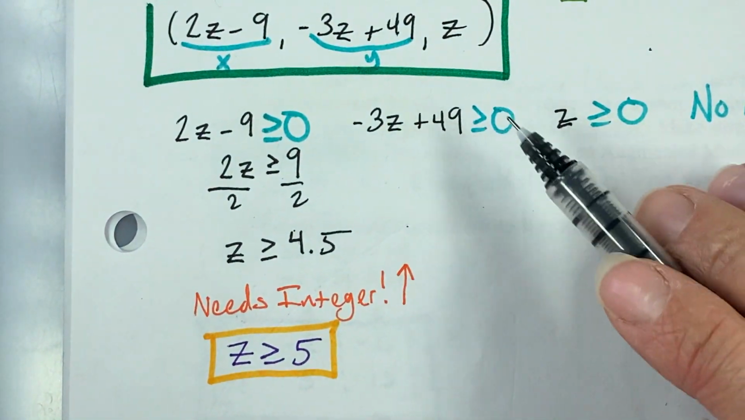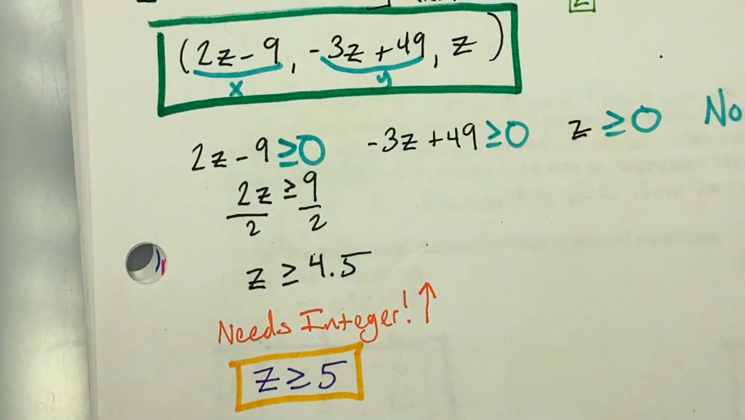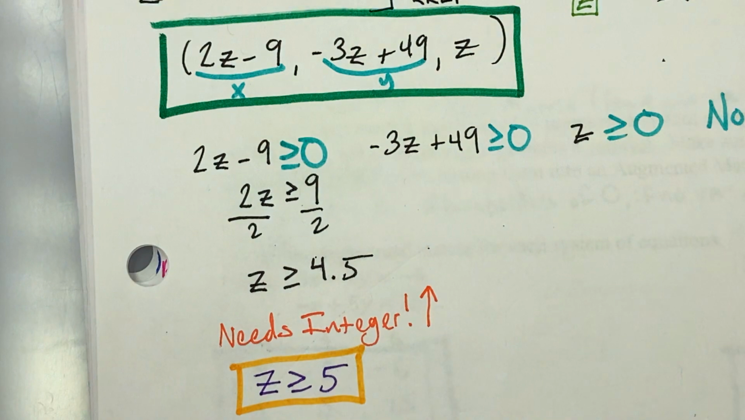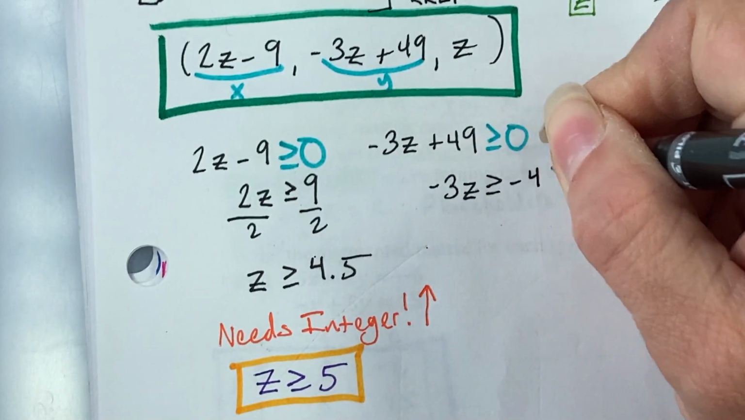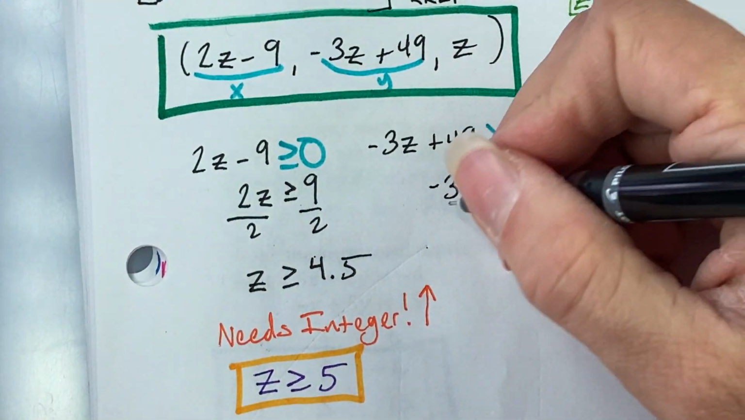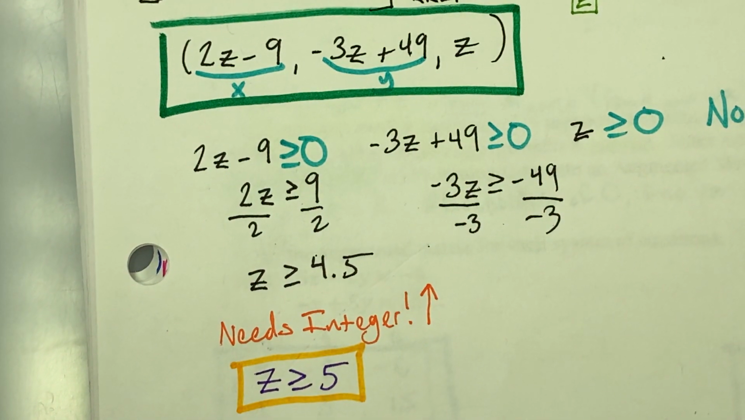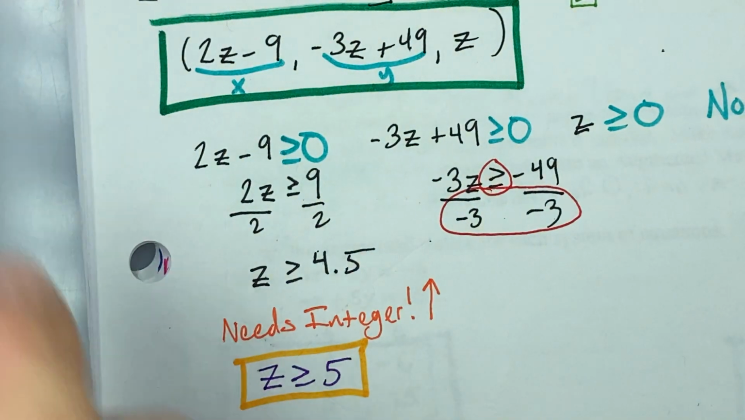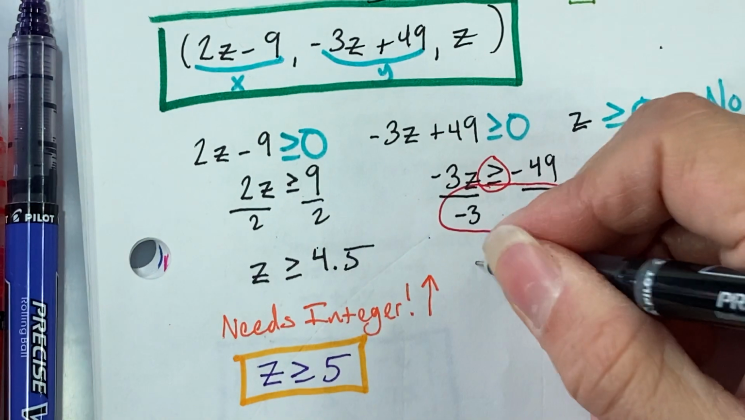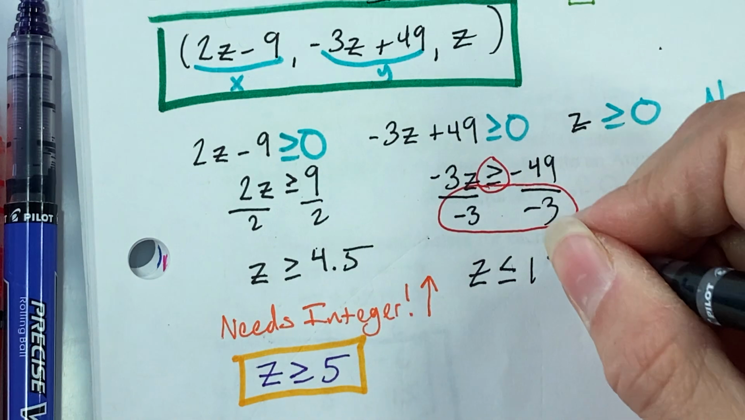We move on to our next inequality because we don't just want the knives to be positive, we need the forks to be positive too. So negative 3Z plus 49 greater than or equal to 0. Negative 3Z greater than or equal to negative 49. We divide by negative 3 and, oh, folks, what happens if we divide both sides by a negative? The sign flips, boo, on top of all this other crazy stuff we're doing. So Z would be less than or equal to, oh, it's about 16.3-ish.